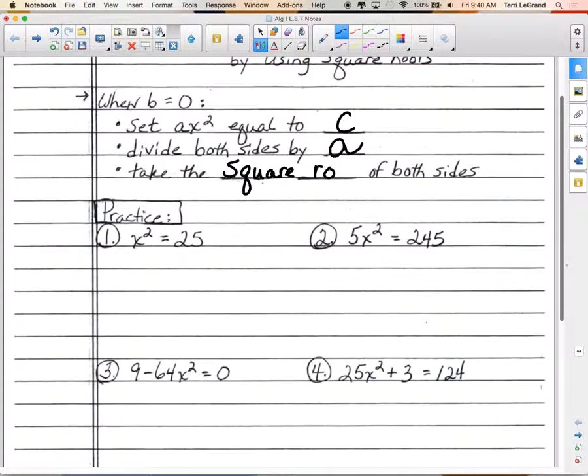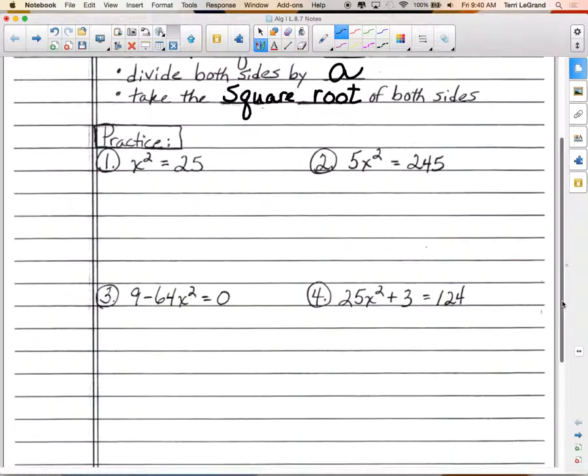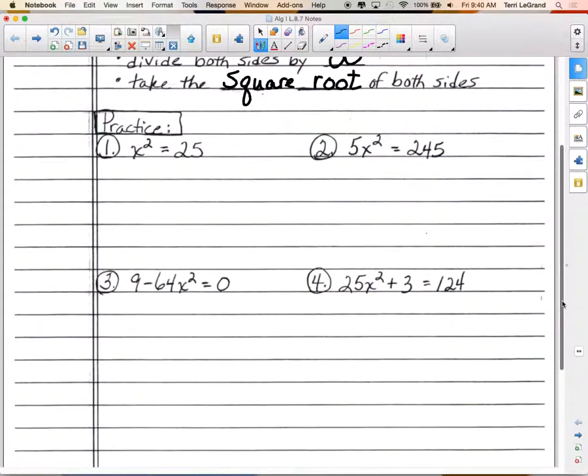Square root meaning what? What times itself? Yeah, what's the factor that if you multiply it by itself will get you the square that you started with, okay? So let's just go right to practicing here. We have number 1, x squared equals 25.